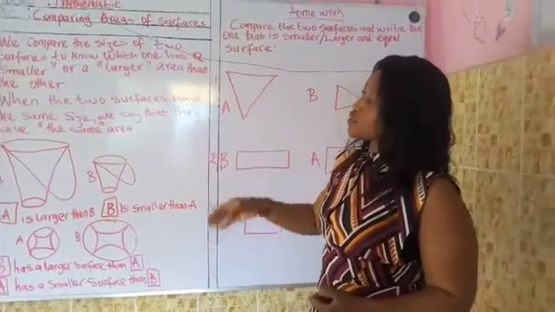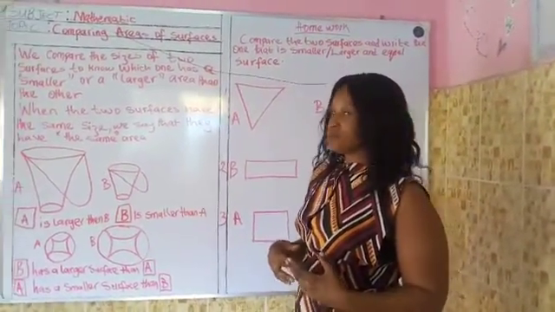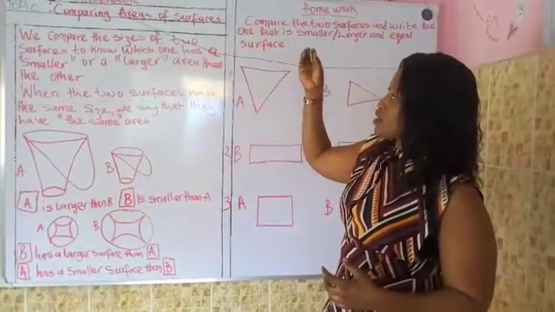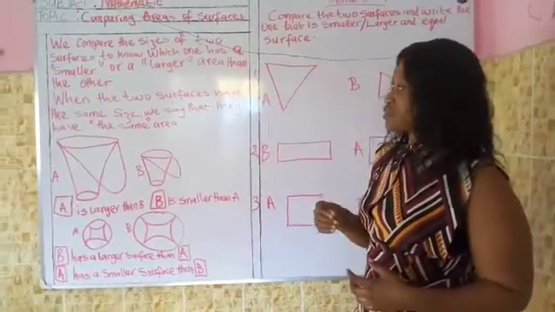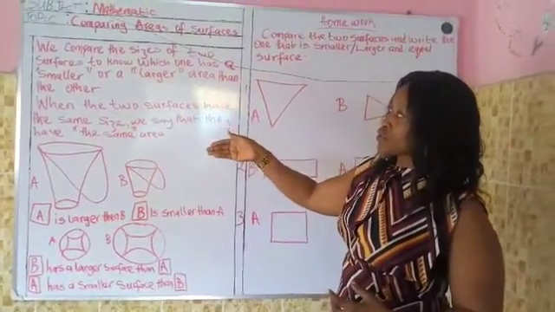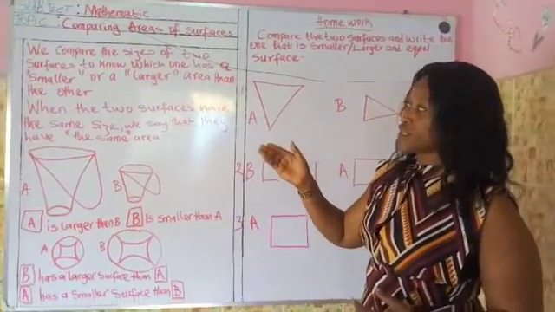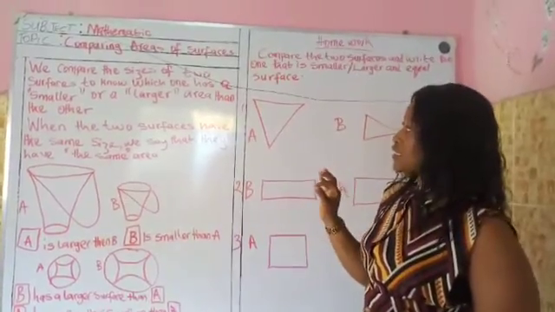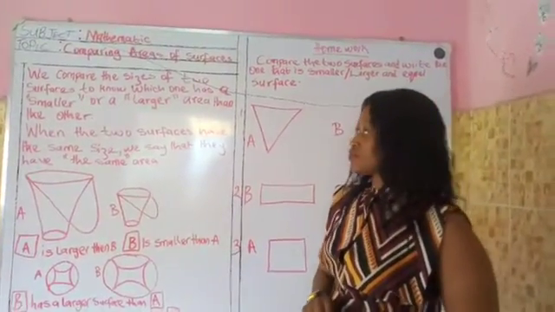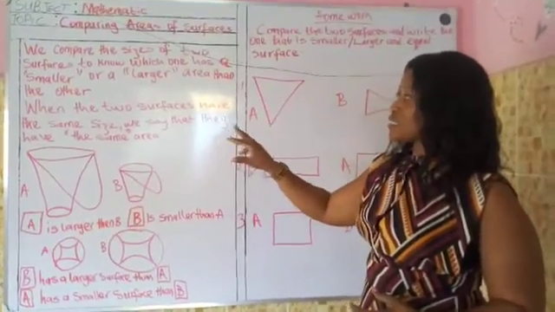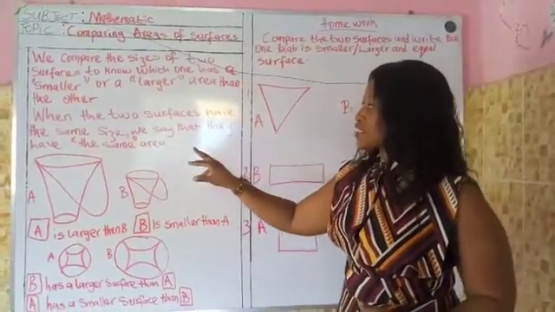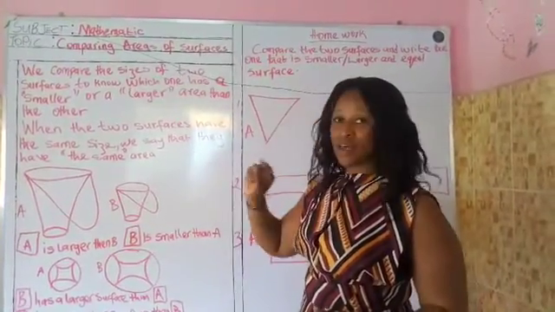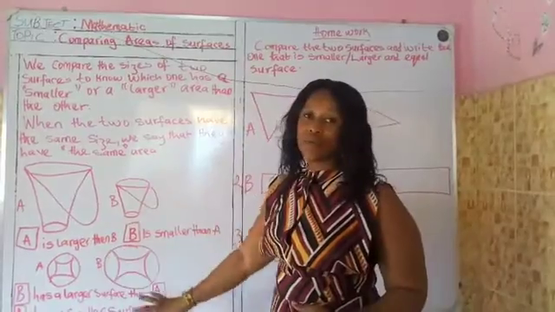Now, let's go through the lesson one more time. The topic is comparing areas of surfaces. And I said in my notes, we compare the sizes of two surfaces to know which one has a smaller or larger area than the other. When the two surfaces have the same size, we say that they have the same area. And I gave these examples.